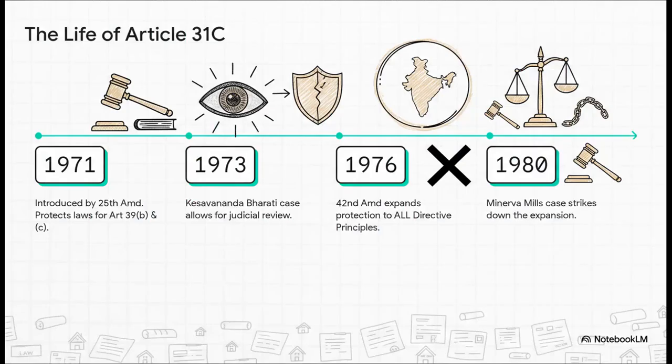And this timeline of Article 31C perfectly captures the power struggle between Parliament and the Supreme Court. Parliament tries to shield its laws from the courts, but then, in the famous Kesavananda Bharati case, the Supreme Court pushes back, saying, nope, you can't take away our power of judicial review. So Parliament tries again, expanding the shield even further, only for the court to strike that down in the Minerva Mills case. It was a constant back and forth.